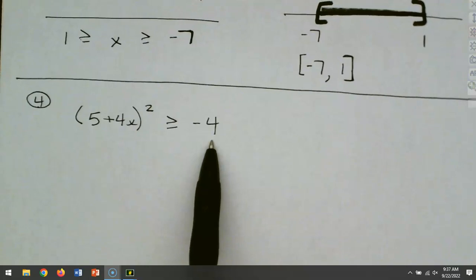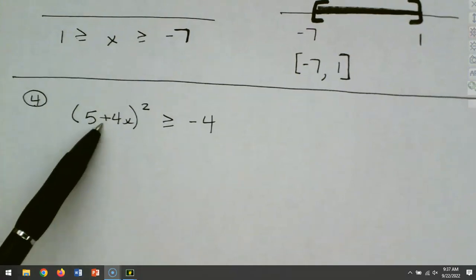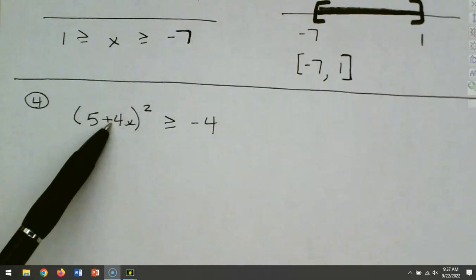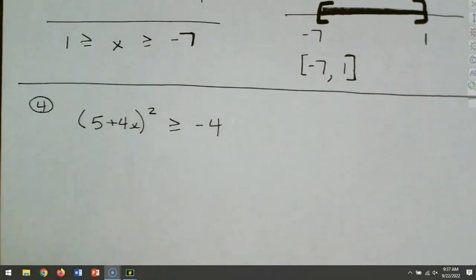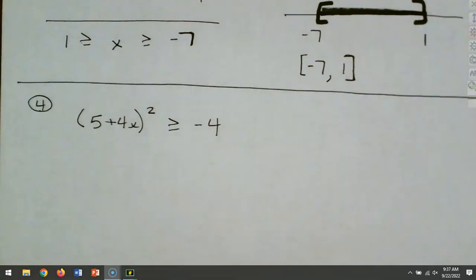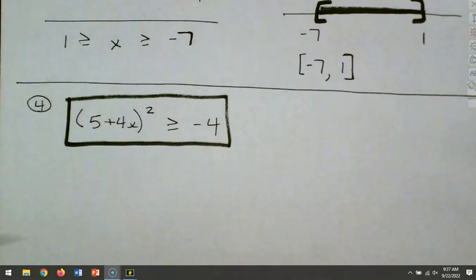We're going to verify this by solving it, but my answer should be all real numbers because this is squared, meaning it's always positive or 0, and it's always going to be bigger than negative 4. So it's true all the time. We can verify it. We're going to solve this first, so we don't lose it. We'll keep track of that. We're going to go ahead and make that an equal sign.